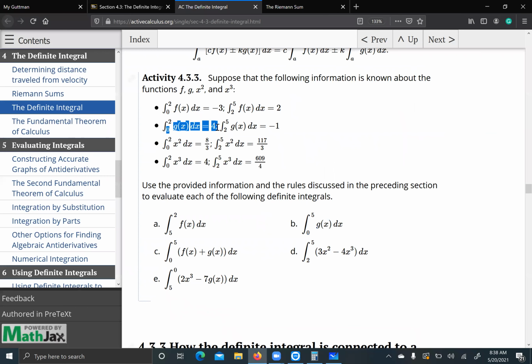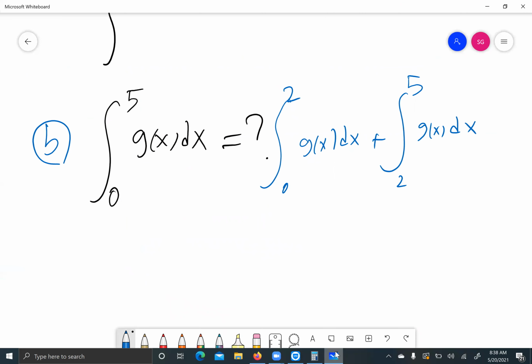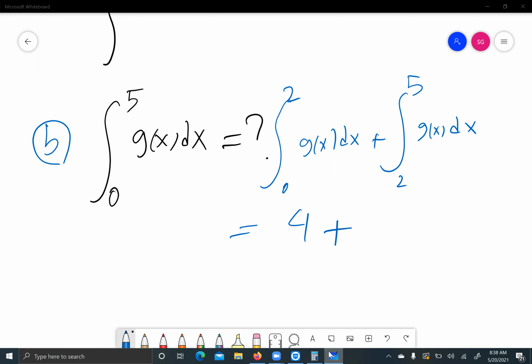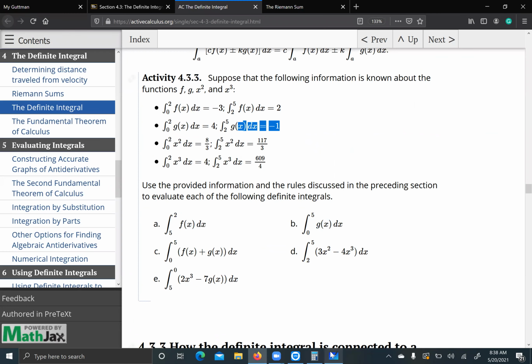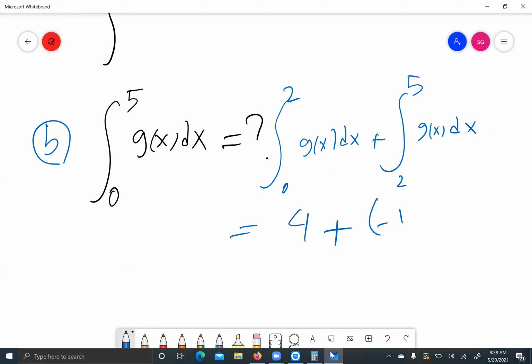Okay, so now because I have the value of each one, we can substitute that. From 0 to 2 is 4, so that is 4. And then from 2 to 5 is negative 1. So this is going to give me 3.